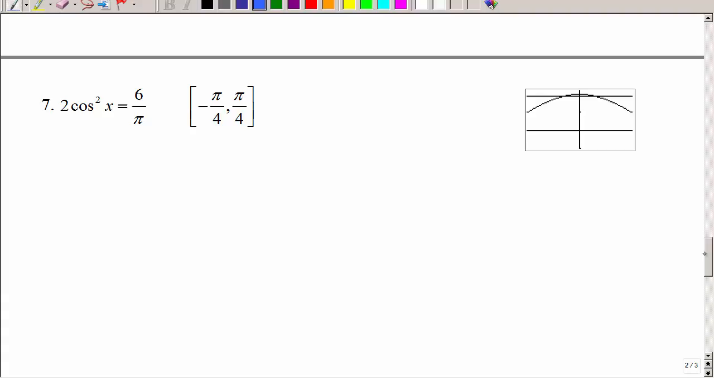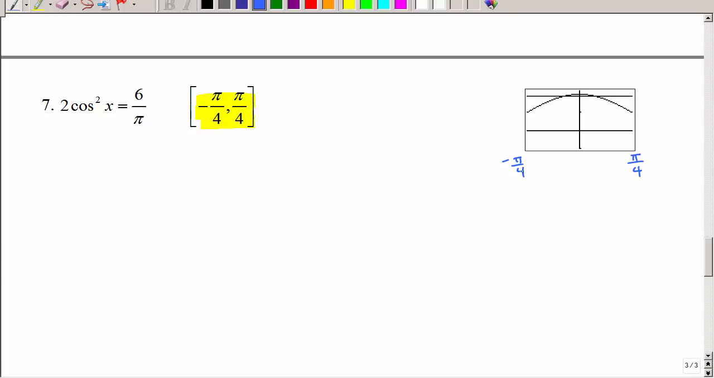Let's look at number 7. This is just weird looking. We have a very strange interval between a very short part. That's negative 45 degrees to positive 45 degrees, or again from negative pi over 4 to positive pi over 4. And look, it's 6 over pi. You should already be thinking, oh my, this is going to be in decimals.